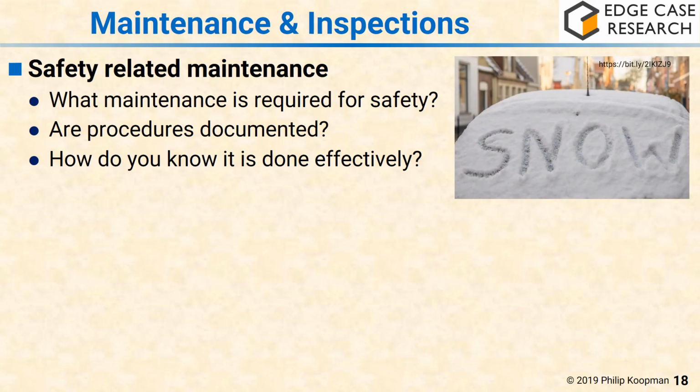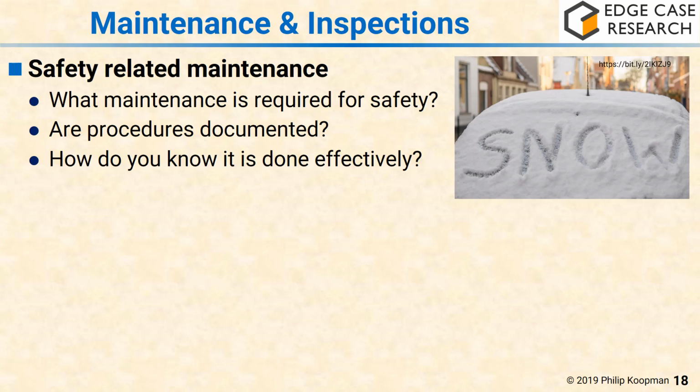So maintenance inspections, I mentioned, there's going to be safety-related maintenance. You have to define what maintenance is required for safety. Are the procedures documented? How do you know it's done effectively? Now, it's possible you may create a system that's almost maintenance-free, and that reduces the burden. But ultimately, there's always something that can happen. Components can fail catastrophically due to physical impact with a low-hanging tree branch, if nothing else. It will snow. Somebody has to remove the snow. And you have to have a plan for all that happens.